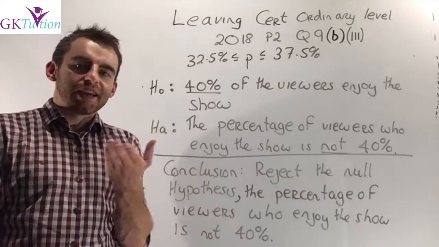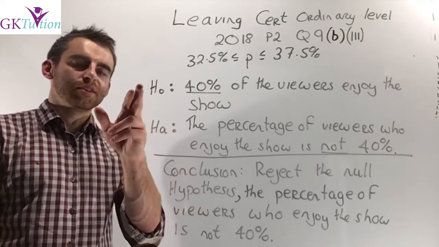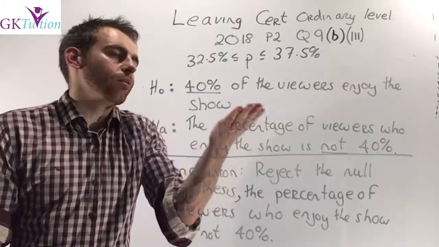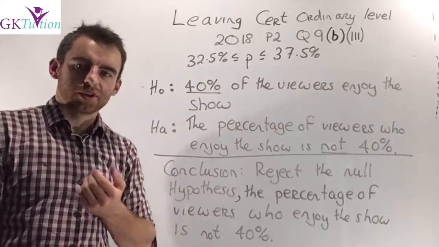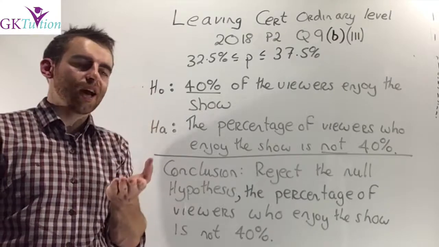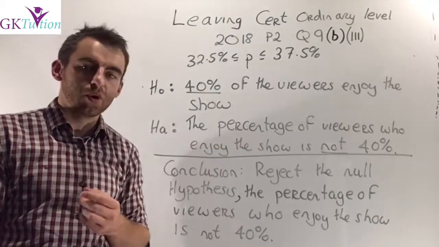So, if the executive claims that 40% of the viewers enjoy the show, our null hypothesis, which is represented as H0, is that we agree with him. It's that 40% of the viewers enjoy the show. On the other hand, our alternative is the opposite of that. So our alternative hypothesis is that the percentage of viewers who enjoy the show is not 40%.